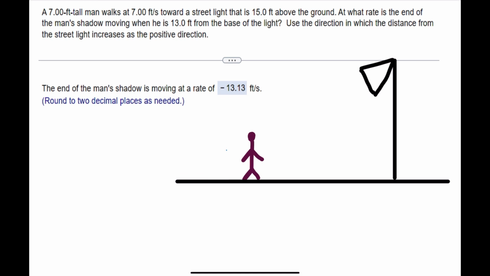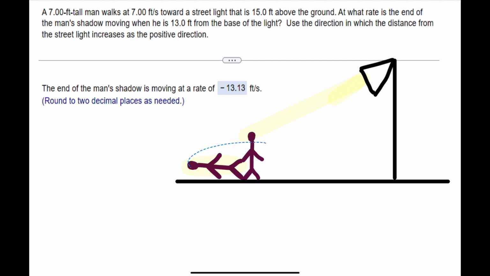Okay, let me redo it. I'm going to paste it, and I'm trying to make sure the shadows match. There you go. Pretty much, yeah? All right. So this is a street light. It falls and it casts a shadow right here. So what they're asking me is, use the direction in which the distance from the street light increases as the positive direction, okay? And they're asking me to find at what rate is the end of the man's shadow moving when he is 13 feet from the base.